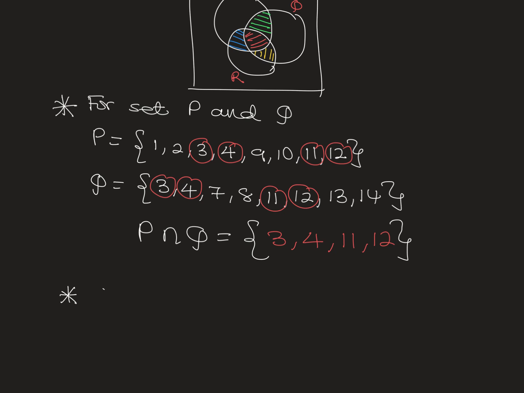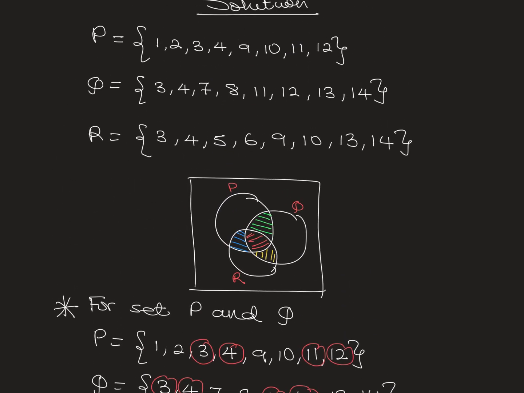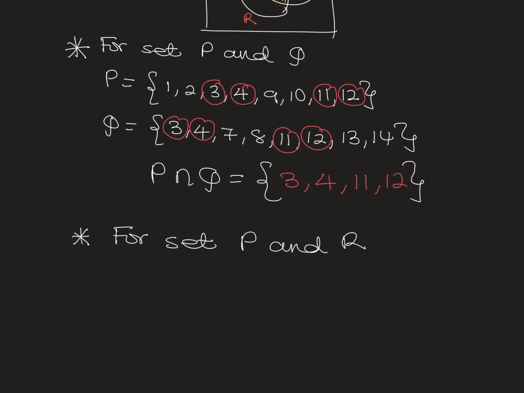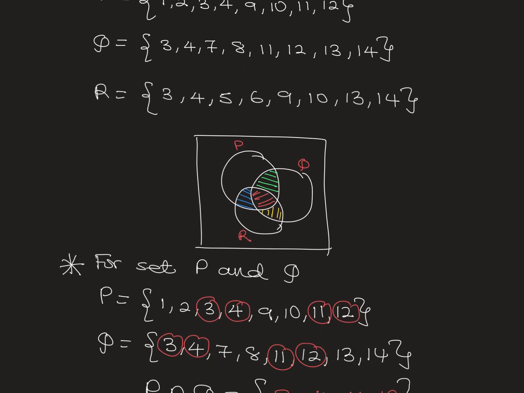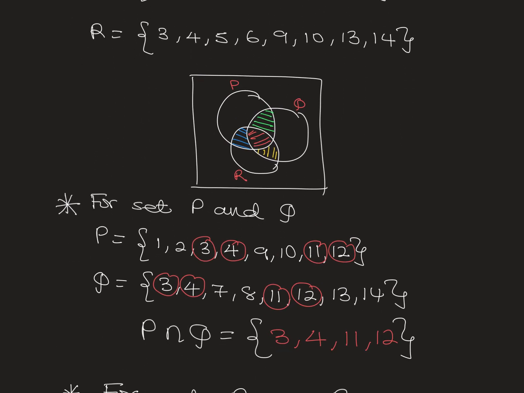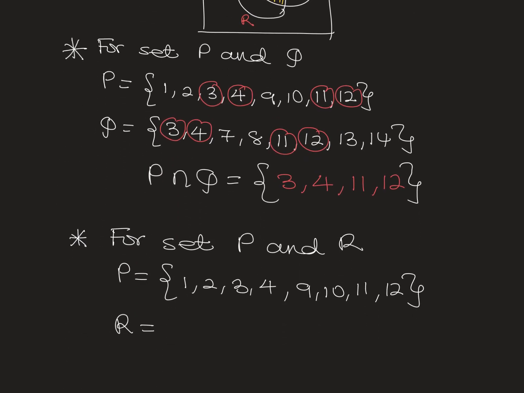So let's go for set P and R. So set P again is 1, 2, 3, 4, 9, 10, 11, and 12. And what about set R? Set R is given as 3, 4, 5, 6, 9, 10, 13, and 14.